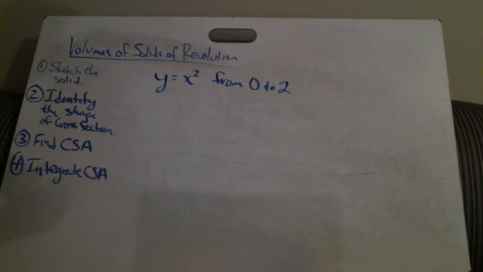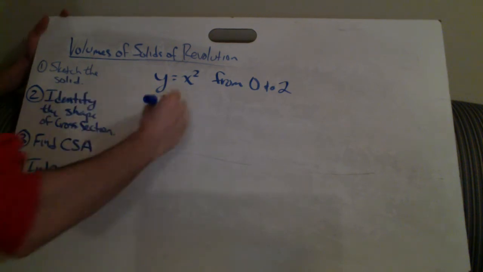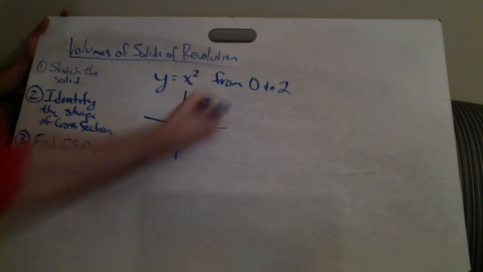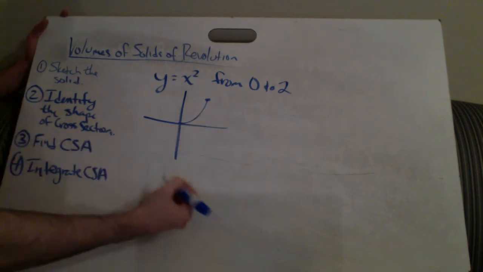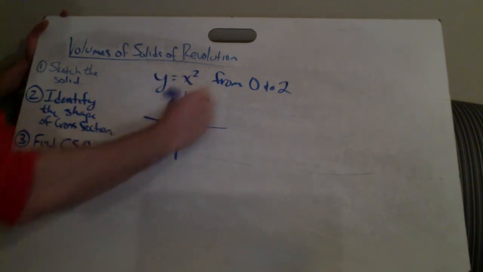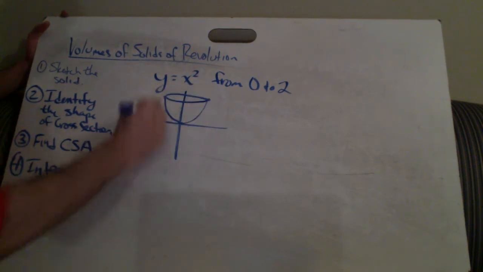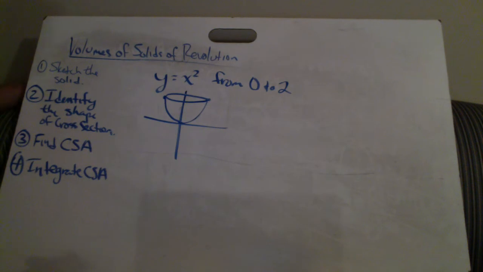So let's do one of these guys here. Let's say I have exactly the same curve, bounded exactly the same way, but instead of rotating it about the x-axis, I'm going to rotate it about the y-axis. And that will give me this shape, sometimes called a paraboloid. It's a 3D parabola, which is pretty cool. And I want to find the volume of this shape.